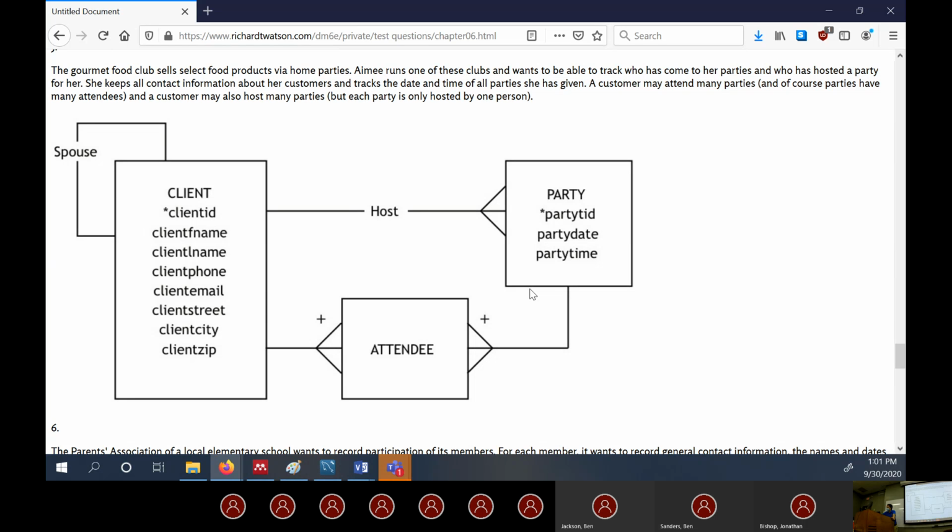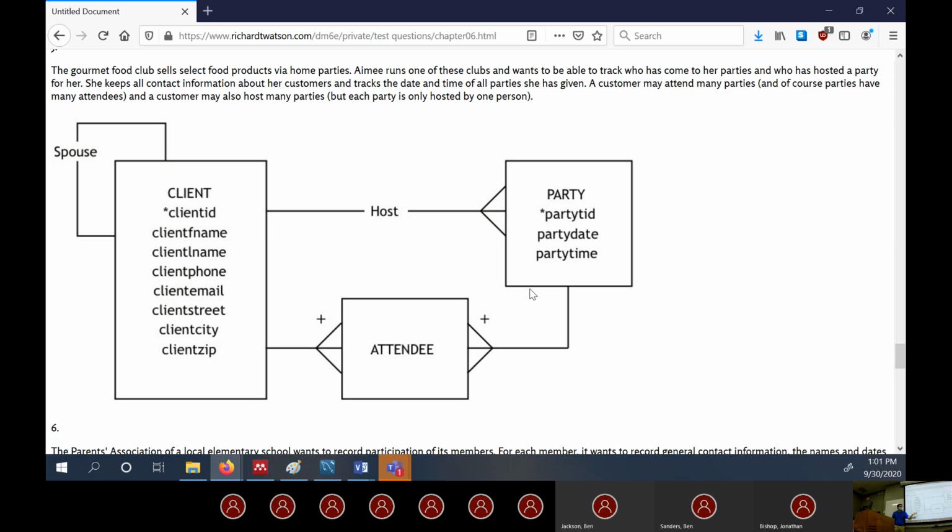She collects all the contact information about her customers and tracks the time and date of the parties she has given. A customer may attend many parties, and parties have many attendees, and a customer can also host parties. But each party is hosted by one and only one person. So we can see here we have several different recursive relationships. First, we have spouse, if a client is married to another client.